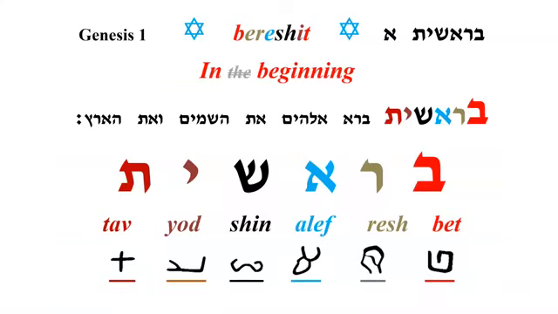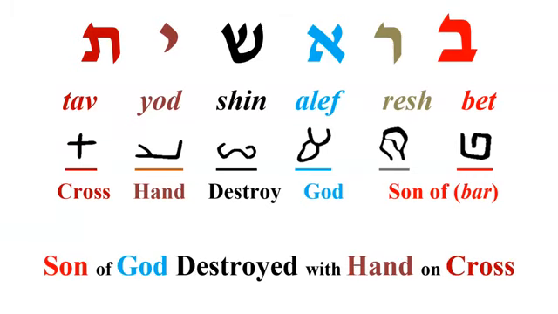Then we have a shin, and that is destruction. Followed by a yud, hand. Followed by a tav, cross. The first word of the Bible. Am I seeing this? Are you seeing this? It says the Son of God destroyed with his hand on the cross. That's pretty amazing, I think. It's just right in your face.